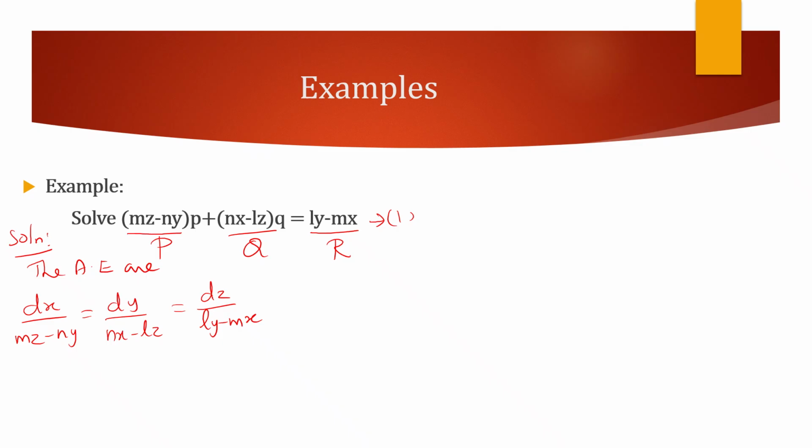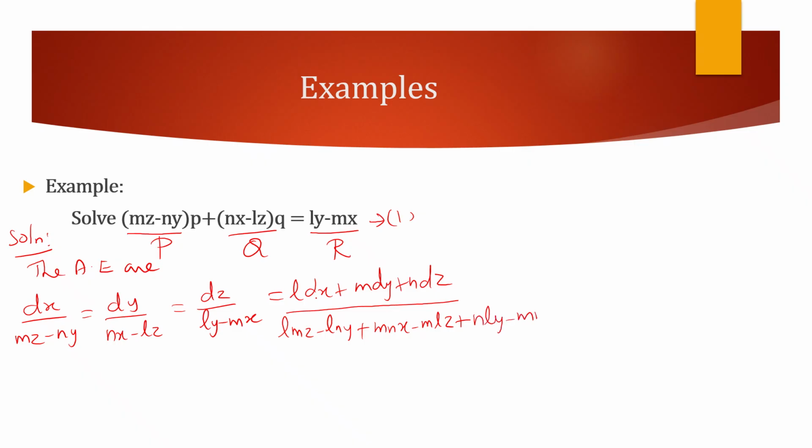These three ratios are equal to L dx plus M dy plus N dz. In the denominator also I'm multiplying the first one by L, so it is LMz minus LNy. Second term is multiplied by M, so it is MNx minus MLz. And the third term is multiplied by N, so it is NLy minus MNx.